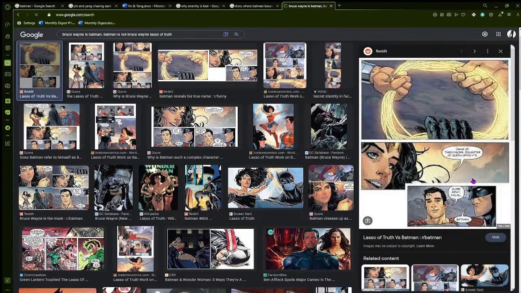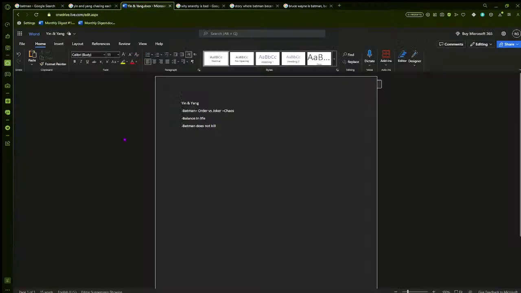The lasso of truth is a thing where if you touch it, you will only tell the truth. So when they touched it, they needed to say their names. So we have Diana of Themyscira, daughter of Queen Hippolyta, Clark Kent or Kal-El, and then Batman. So Bruce Wayne doesn't exist. And what is Batman? He's a symbol of fear.